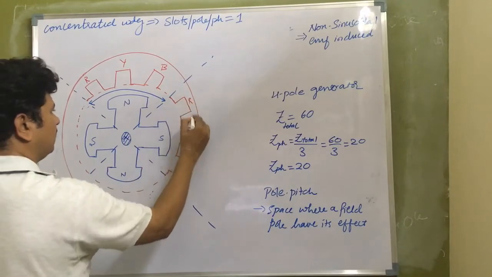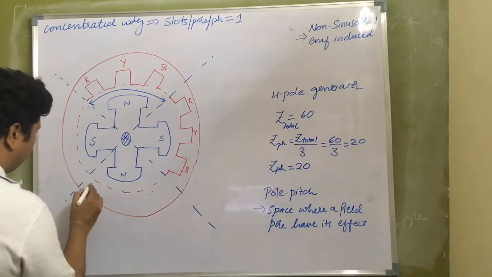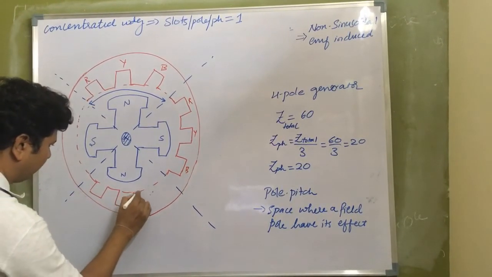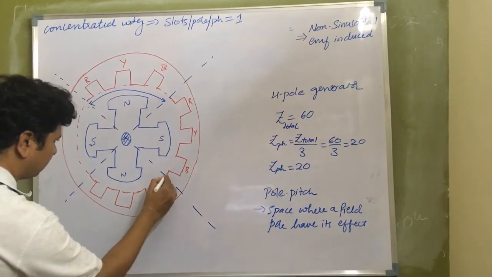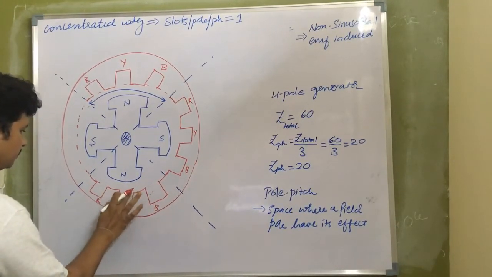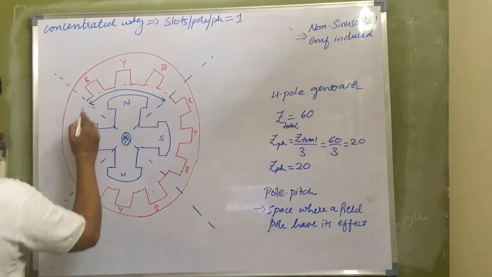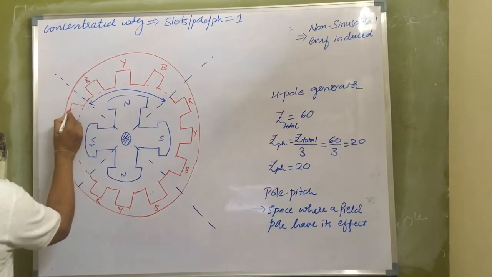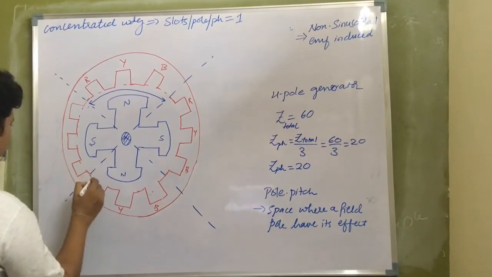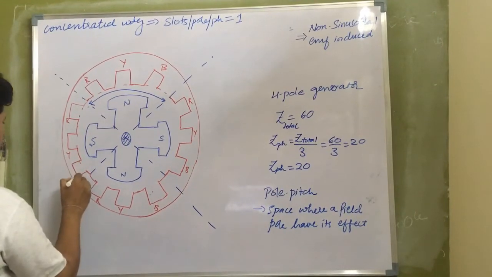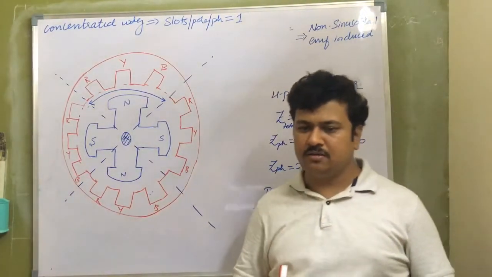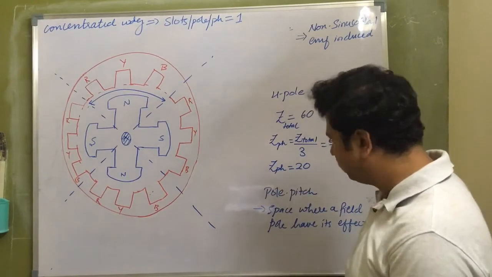Okay, so this is R, Y and B. Here also I have one slot for R phase, one slot for Y phase and one slot for B phase. R, Y and B. So likewise I have one slot for R phase, one slot for Y phase, one slot for B phase. R, Y and B. Now the number of conductors per phase are 20.